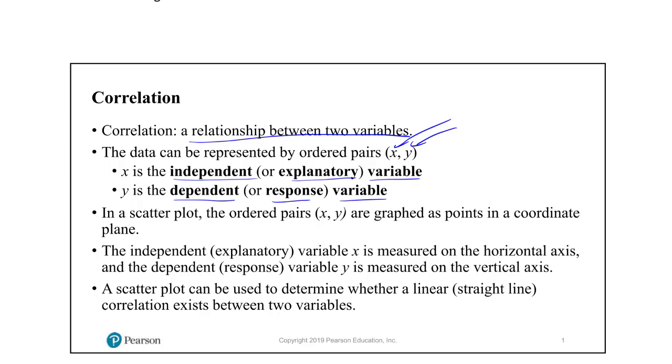So if we look at a scatter plot, which we've looked at before, that's just graphing out all these ordered pairs to get a picture of it, where we put the independent or explanatory variable X on the horizontal and the dependent or response variable Y on the vertical. The scatter plot is a way that we can see whether a correlation exists between these two variables. The correlation that we're going to be looking for is a linear straight line correlation, although there are other types of correlation, but we're going to be focusing on linear correlation. And then in the next section, we're going to be looking at linear regression.